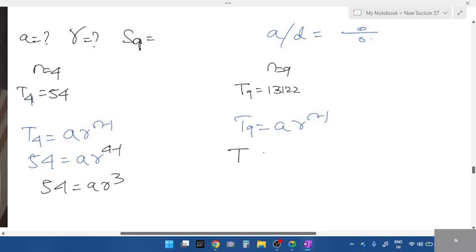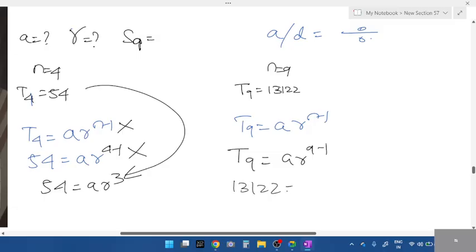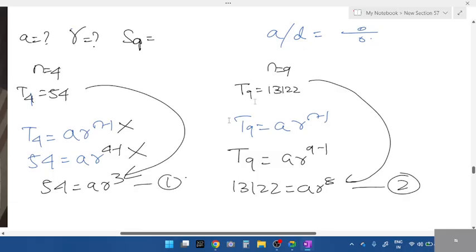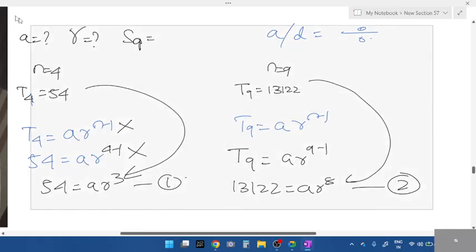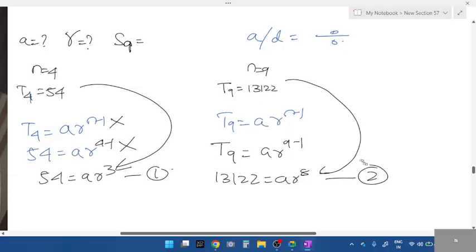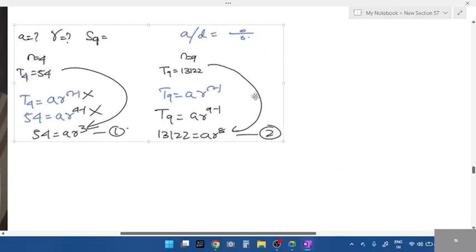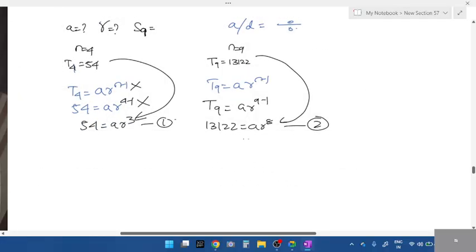Okay, I am writing it step by step, students. You can just ignore all these steps. After this, you can directly write this. Next, T of 9 is equals to AR^(9 minus 1). 13122 is equals to AR^8. From here, you can directly write this. This is the second equation, this is the first equation. So in the second equation, the degree is greater, 8.